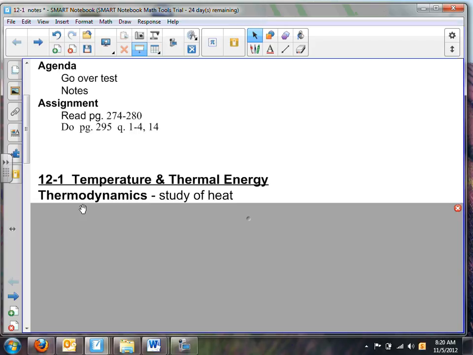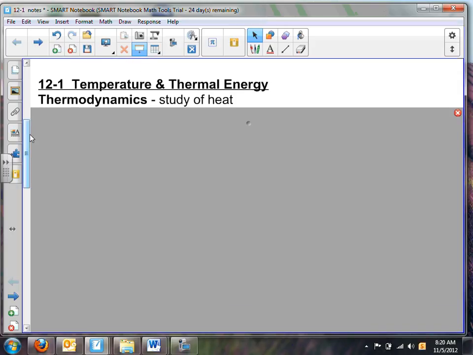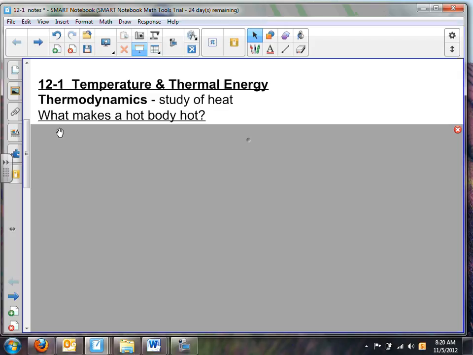So first of all, section 12.1, temperature and thermal energy. This begins a unit on thermodynamics, which prefix thermo we know means heat, and dynamic is motion, so thermodynamics is really the study of heat and how it affects other systems. And there are lots of theories early on about what makes a hot body hot.